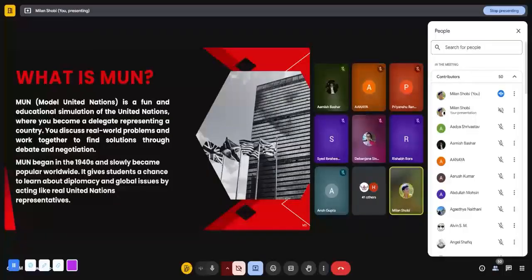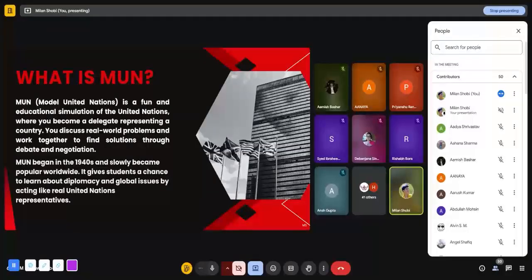MUN is that one place where you can actually become a person who's representing a particular country and actually act like it is your own country. You're representing them and you're debating on behalf of your country at a global platform. In an MUN, you discuss real world scenarios, real world problems, and work together to find solutions through debate and negotiation, because negotiation is one of the biggest aspects that you have to go through when you're debating.